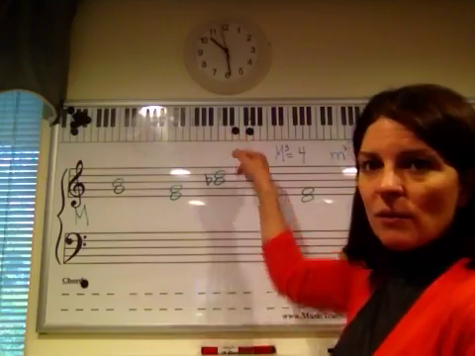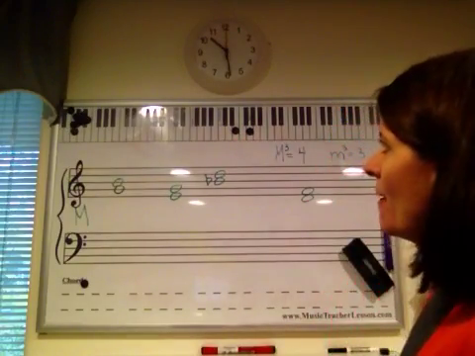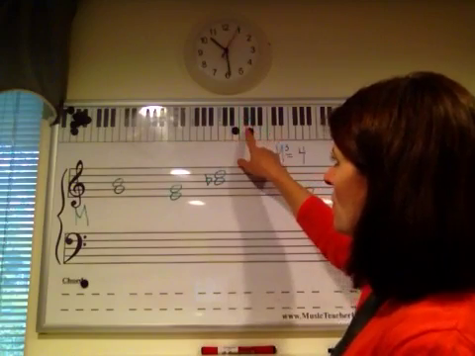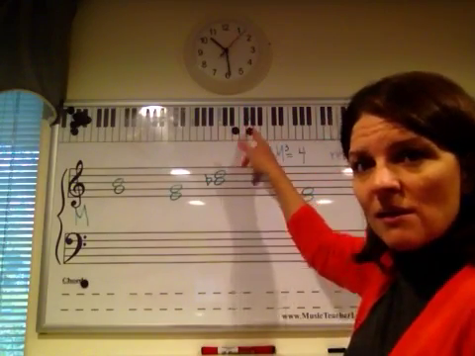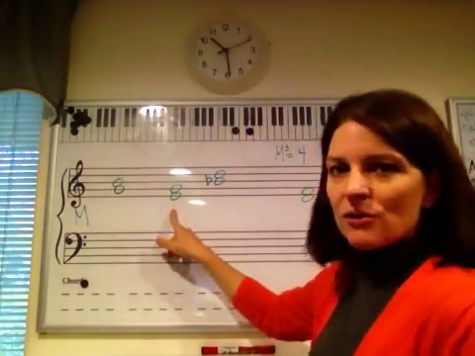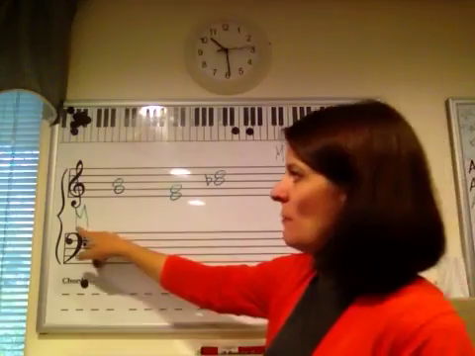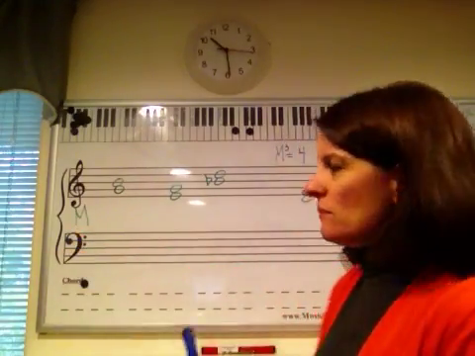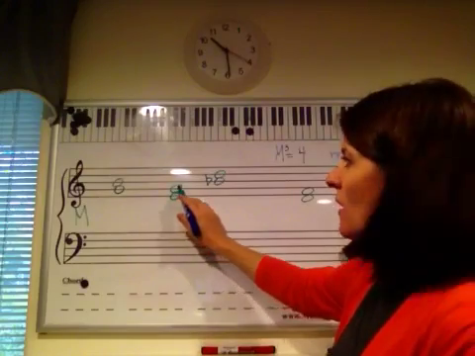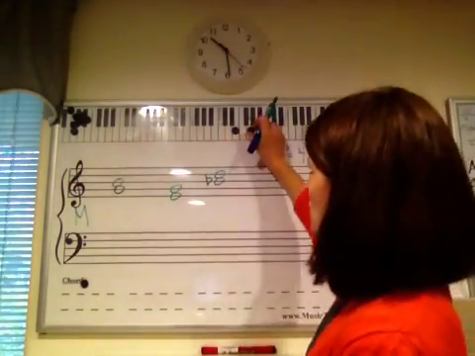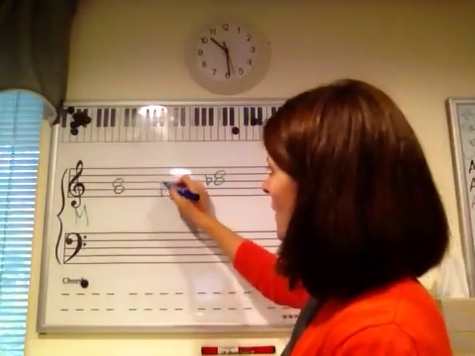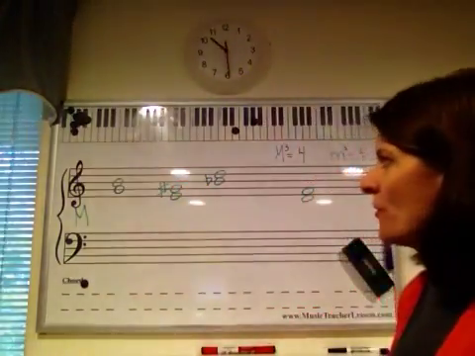I have 2 white notes with a white note in between. Let's count how many half steps between. Starting on E, 1, 2, 3. Notice it's a different half step structure. So this one is actually a minor third. If I need to make it a major third, and if they've given me E as my starting note, I will then change this, add a half step, and create my major third.